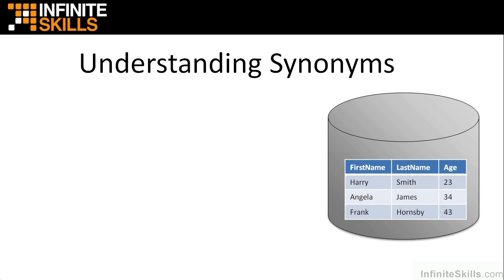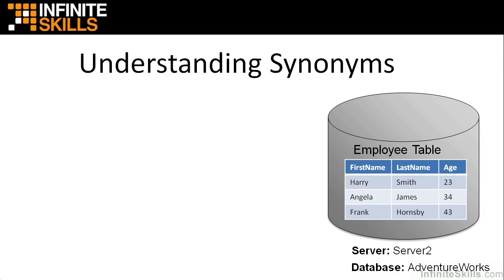So let's look at a little diagram here. I have a SQL Server out there, and in that database is the employee table. Now, that employee table is on server 2, and I'm writing code that's going to run on server 1. It's on server 2, in the AdventureWorks database. Now, there is a way to access objects on remote servers in SQL Server, and if you've got it set up correctly, you can use what's called four-part naming.